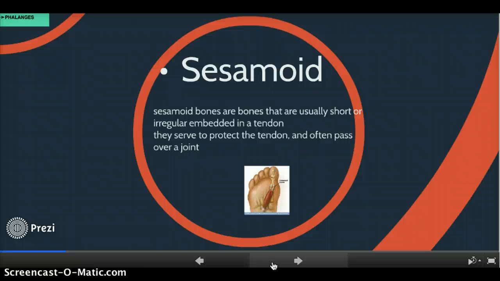Sesamoid bones are bones that are usually short or irregular, embedded in a tendon. They serve to protect the tendon and often pass over a joint. So here's one right there, passing over a joint.